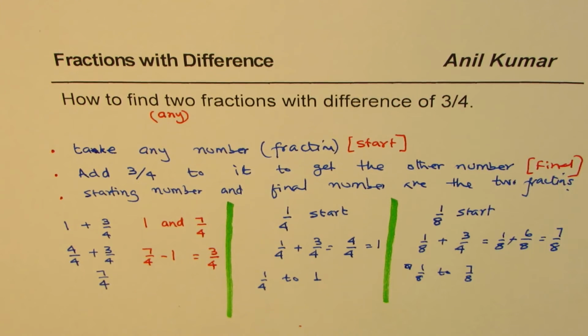So likewise, you can have so many combinations. You get an idea, right? So that is how you can find two numbers with a given difference.